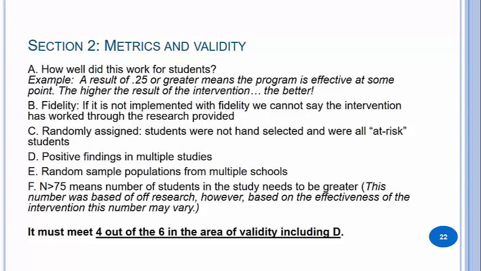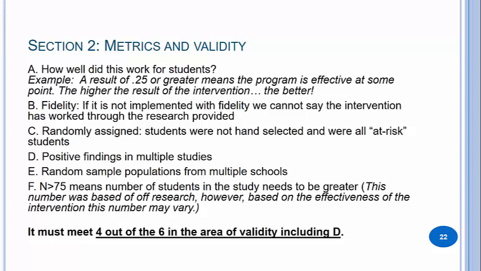We wanted the programs to demonstrate that they use random assignment so that students were not hand selected, and we wanted to make sure that students were at risk. We didn't want students that are average and don't have deficit areas to receive the intervention and then show growth in that area. We really wanted them to demonstrate they had students in their studies with their interventions that were at risk. And then we wanted positive findings in multiple studies, not just one.